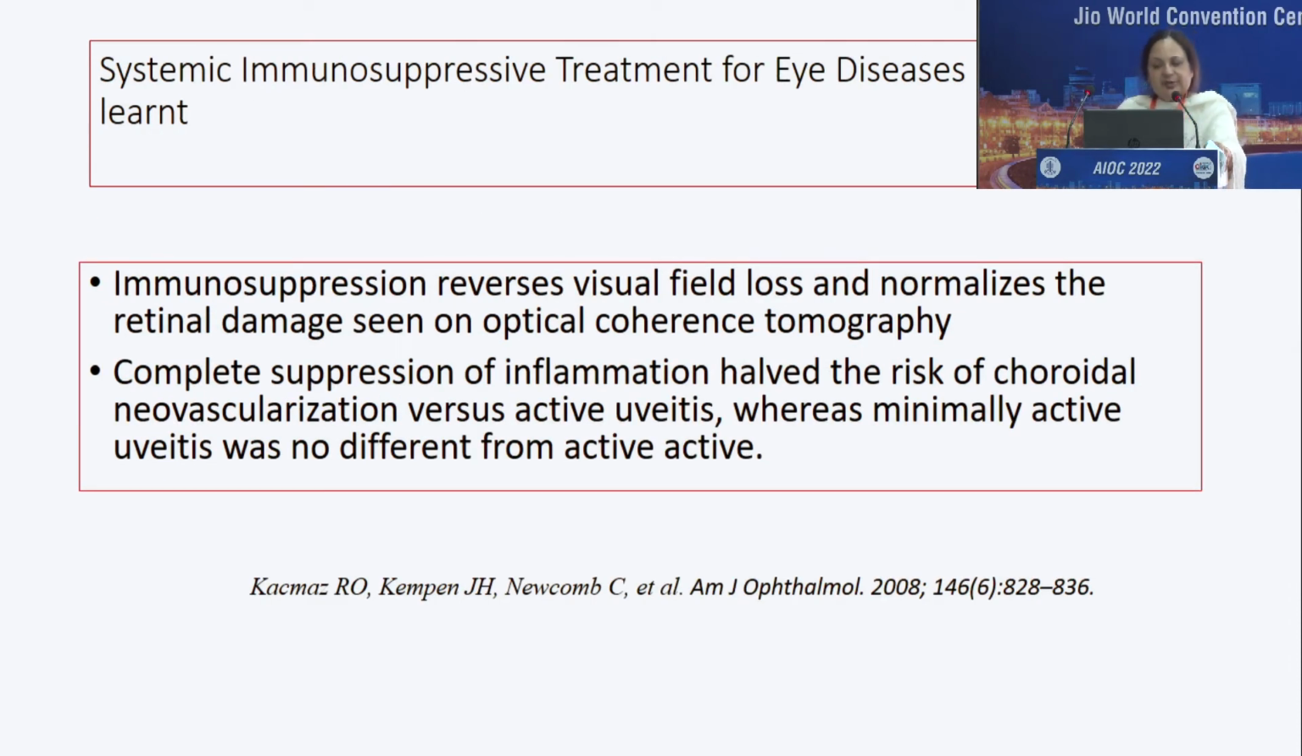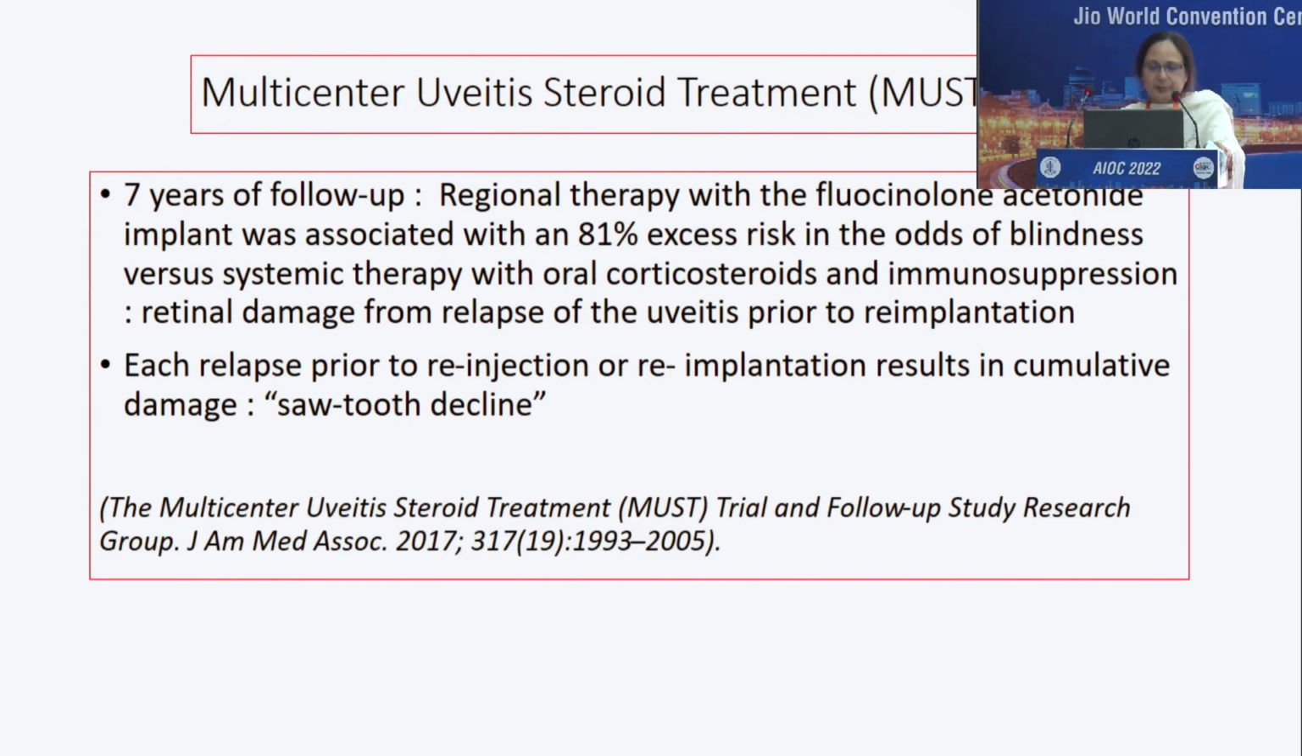Systemic immunosuppressive therapy, the lessons that we have learned so far, and by and large they have come from the beautiful trials done by John Kempen's group, is that immunosuppression reverses visual field loss and normalizes retinal damage that you may see on OCT. Complete suppression of inflammation halved the risk of choroidal neovascularization versus active uveitis, whereas minimally active uveitis was no different from active uveitis.